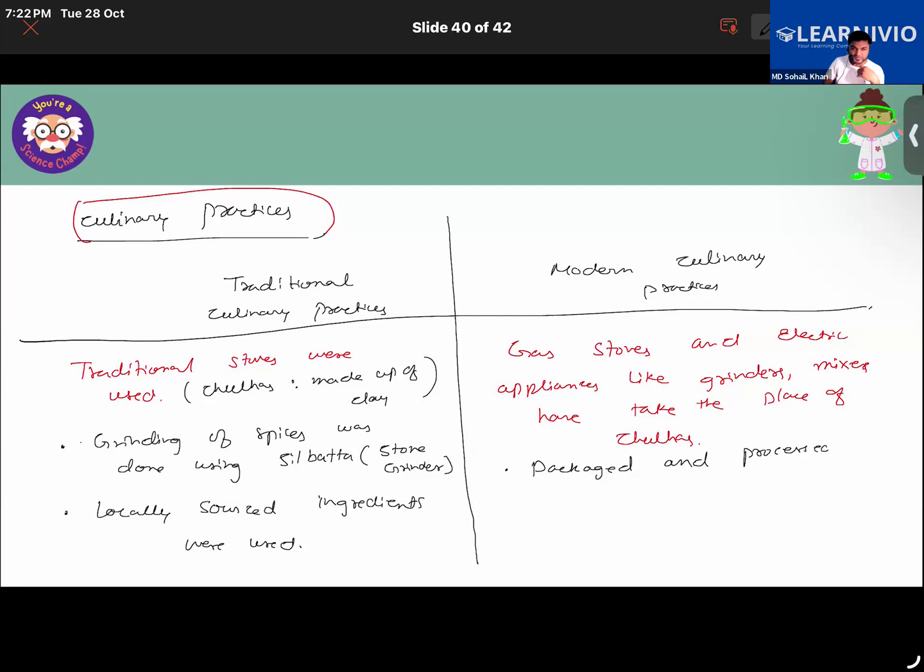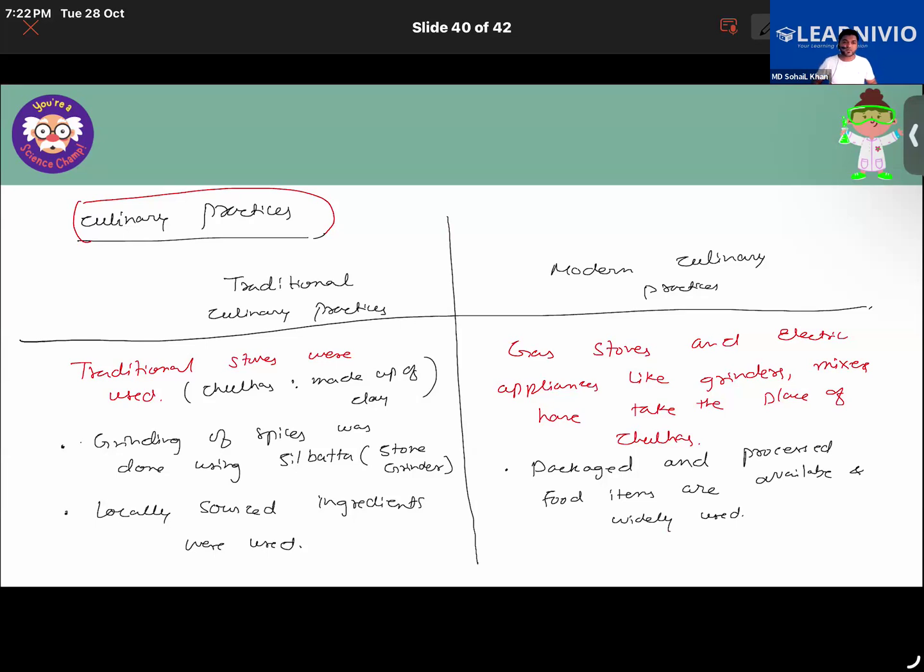So packaged and processed food items are available and widely used. Are you writing it? Yeah. Okay, good. Are used.